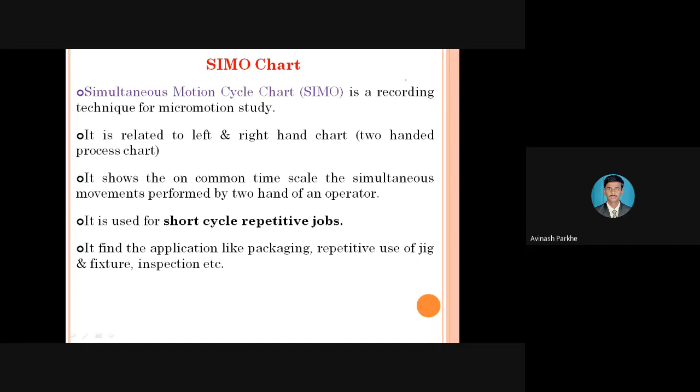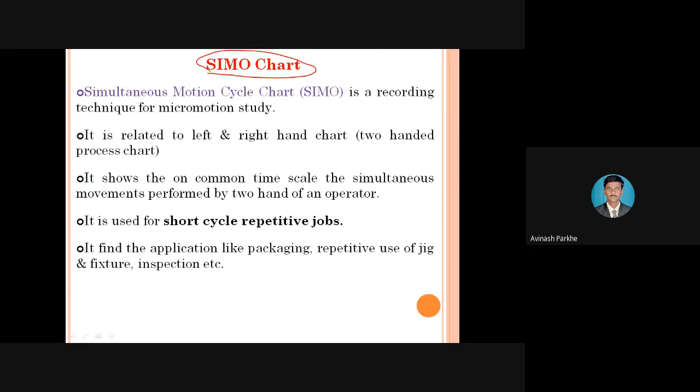Whatever recording we have done using the camera, the pictures and the timings we have recorded, can all be represented by one chart, and that chart is called a Simo chart. In a micro motion study, initially we go for the recording. During the recording, we measure the time, and at the end we prepare one film, and that film we play on the projector.